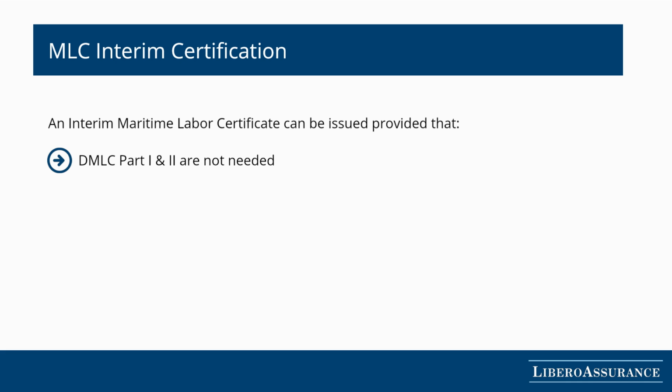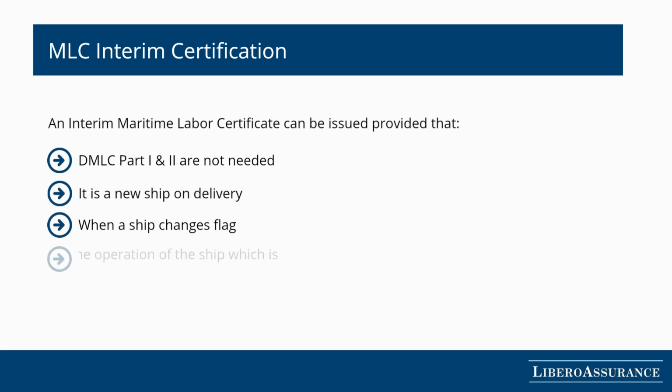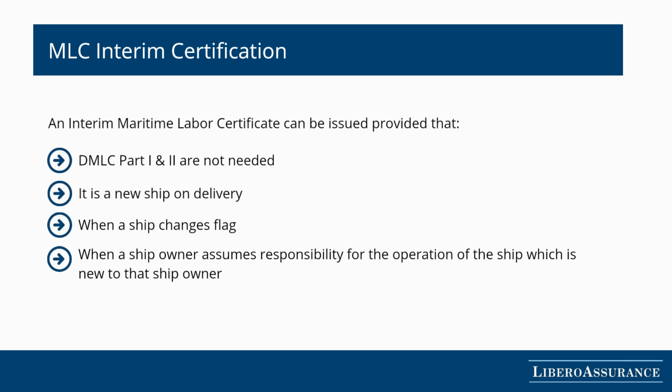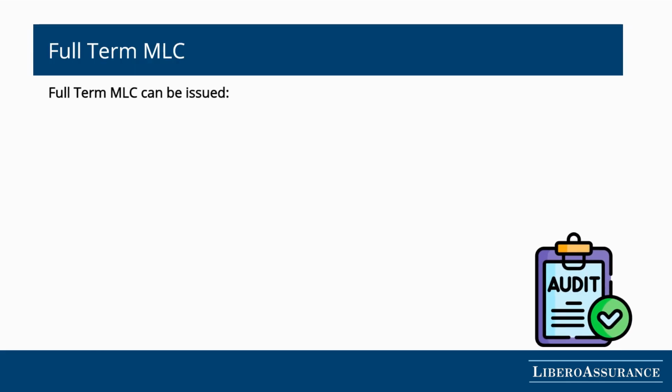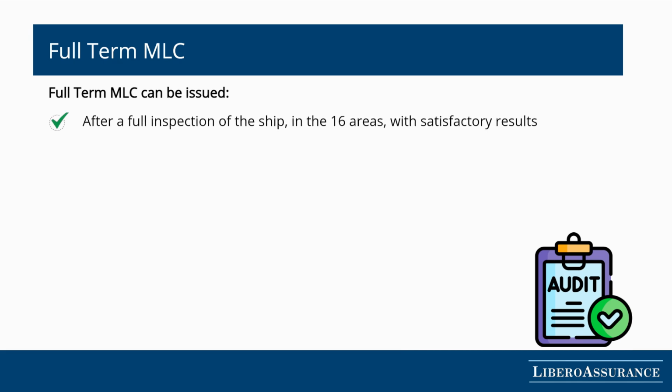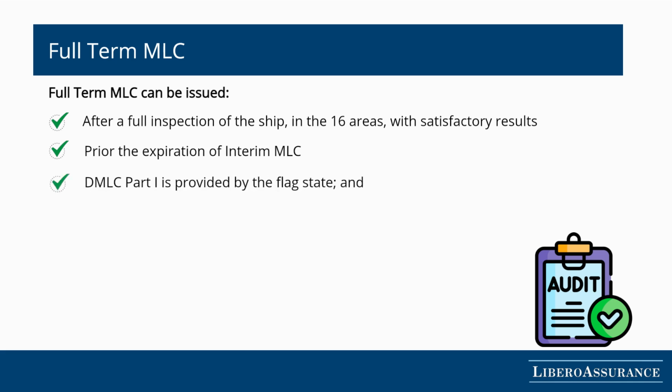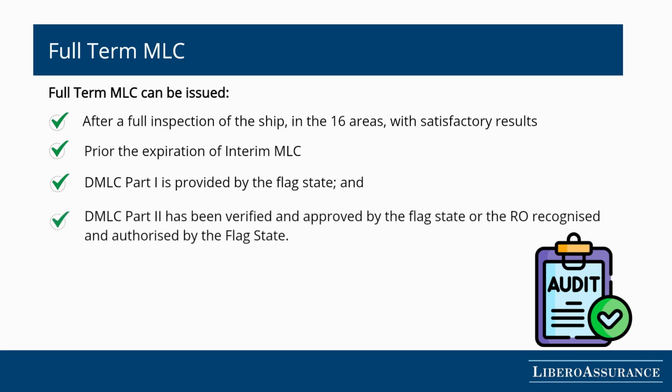It is typically issued when a new ship is delivered, the ship changes flag, or a new shipowner assumes responsibility for the ship. Validity: 6 months maximum, non-extendable. A full-term maritime labour certificate may be issued when a full inspection has been carried out with satisfactory results, covering all 16 MLC areas, before the expiry of the interim MLC certificate, when the DMLC Part 1 has been provided by the flag state, and when the DMLC Part 2 has been verified and approved by the flag state or a recognised organisation (RO) acting on its behalf.